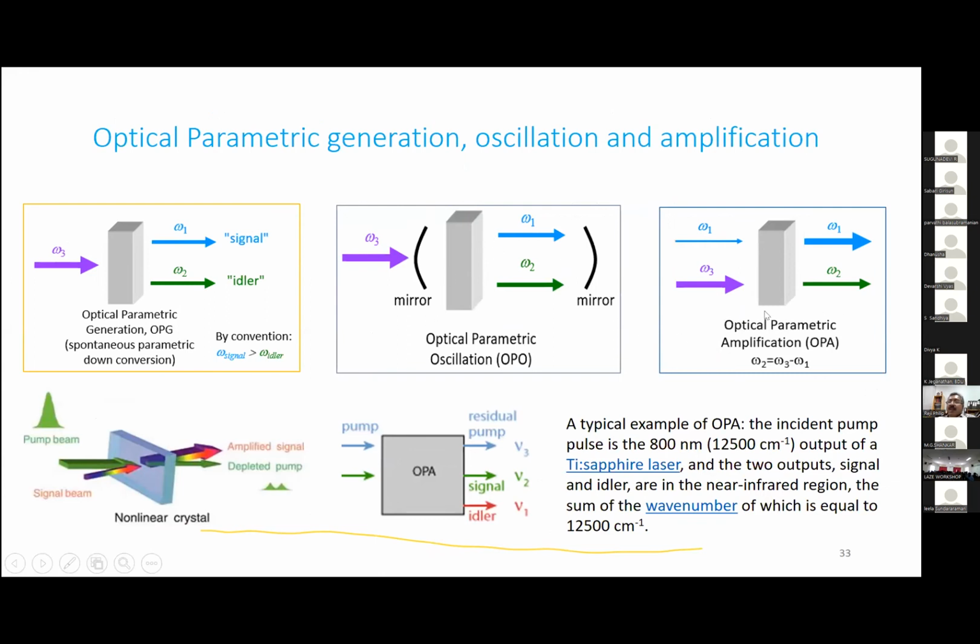And you can also make an optical parametric amplifier by taking the energy of one wave and giving it to another wave. For example, in this diagram, there are two inputs. So the energy of omega-3 is taken by omega-1, and in the process, omega-2 is formed. Omega-2 is omega-3 minus omega-1. So these are generally known as optical parametric amplifiers.